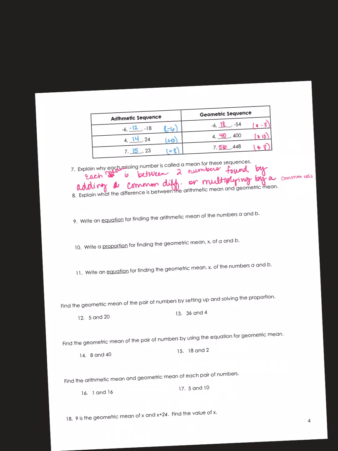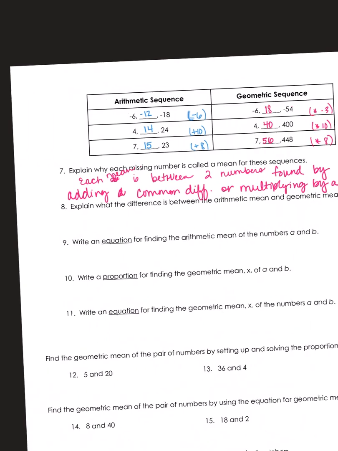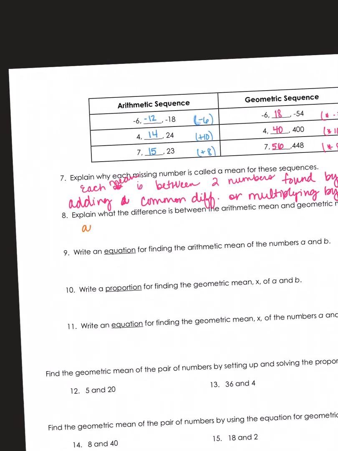Explain what the difference is between arithmetic and geometric mean. Arithmetic mean you are adding. So add a common difference, whereas a geometric mean you are multiplying by a common ratio.